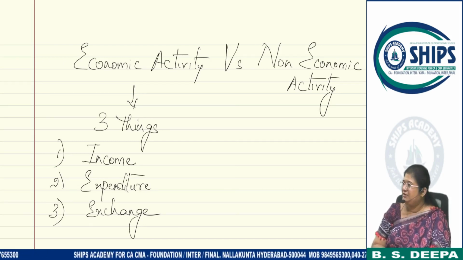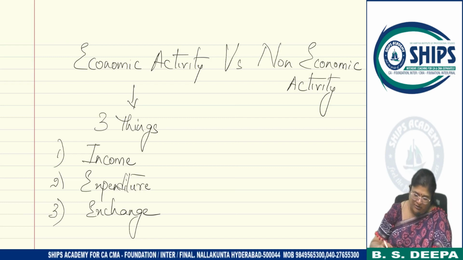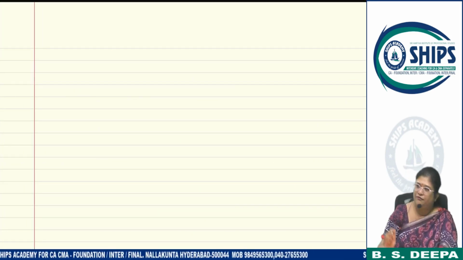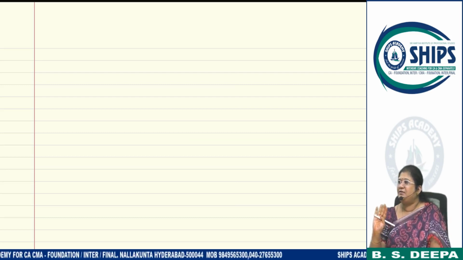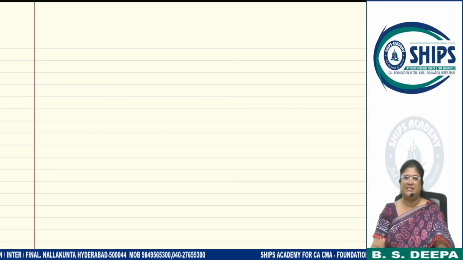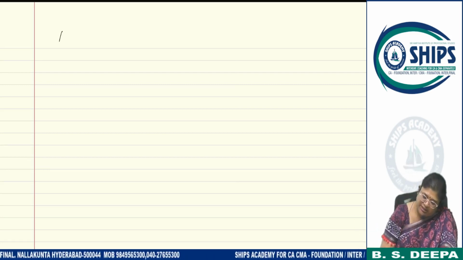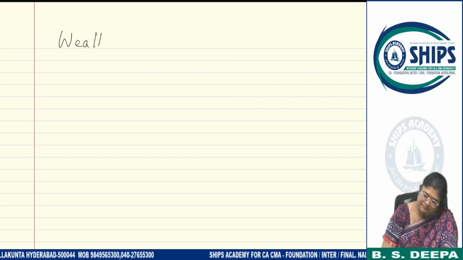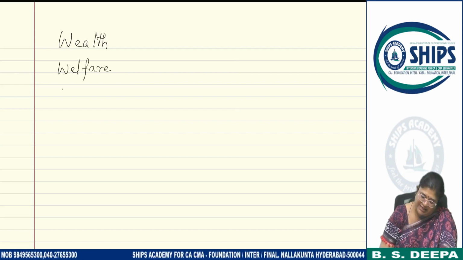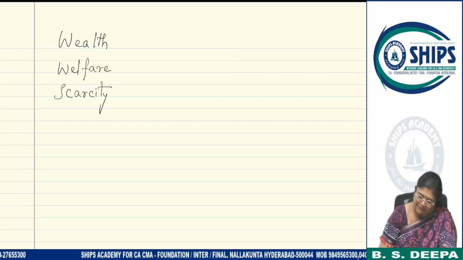Okay, clear? Right. So coming to the next one, let us talk about four major words which are very important because the definitions of economics are based on them. The first one is wealth, then you have welfare, then you have scarcity, then you have growth.